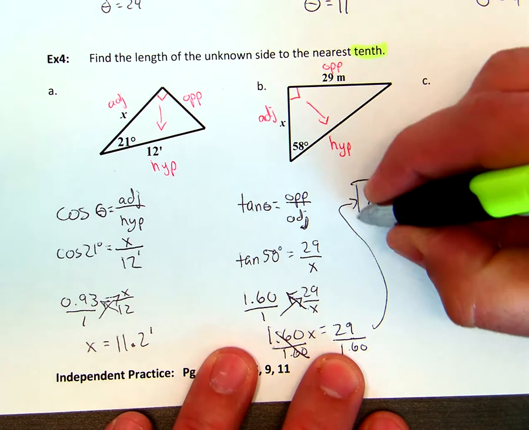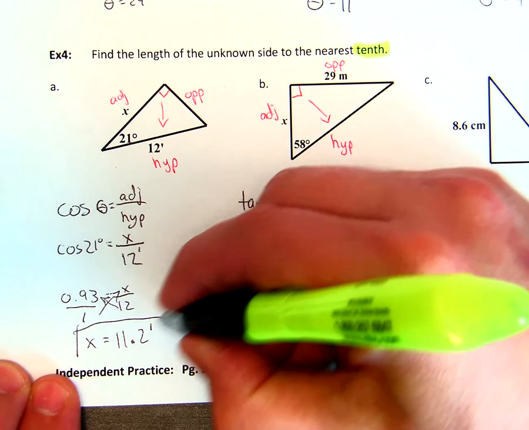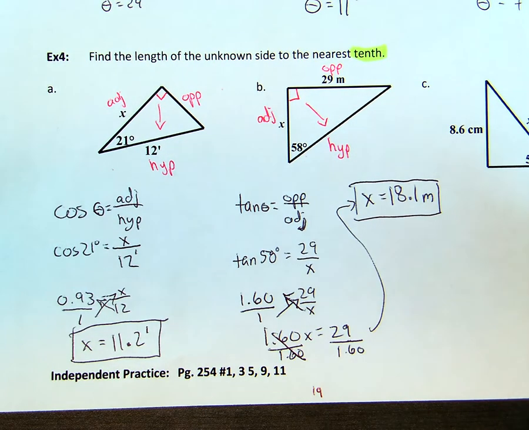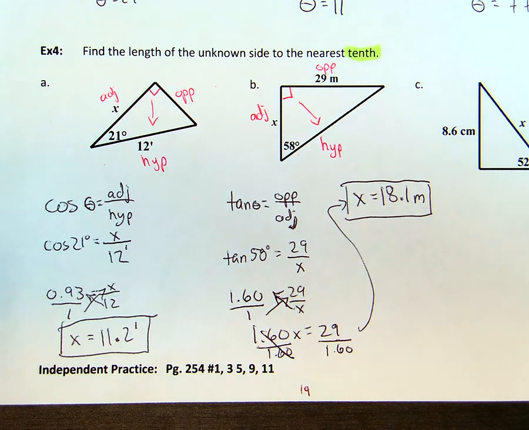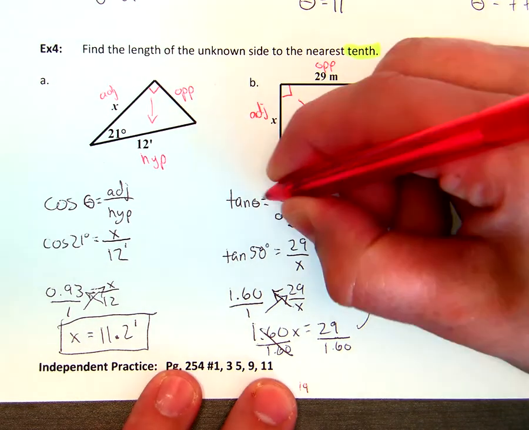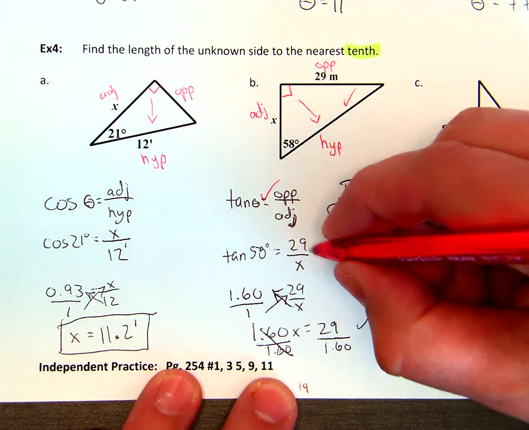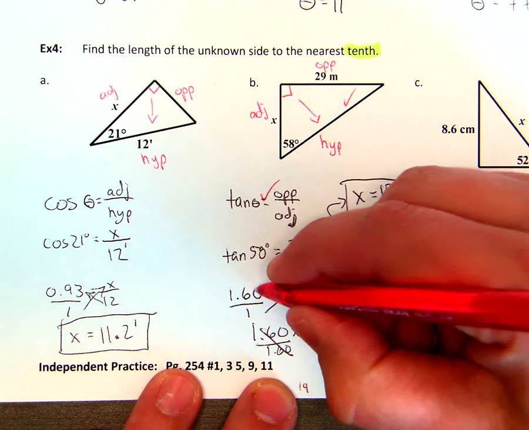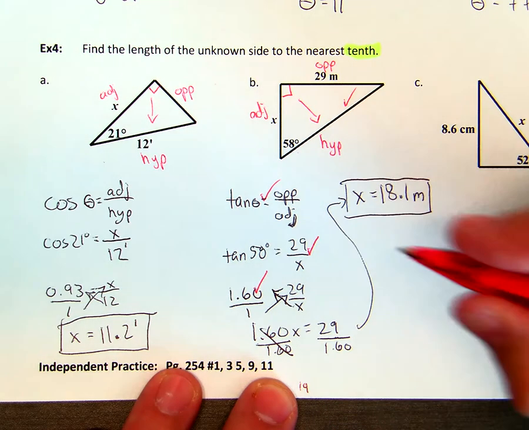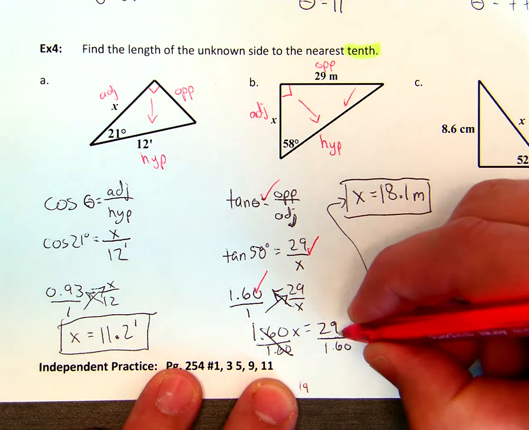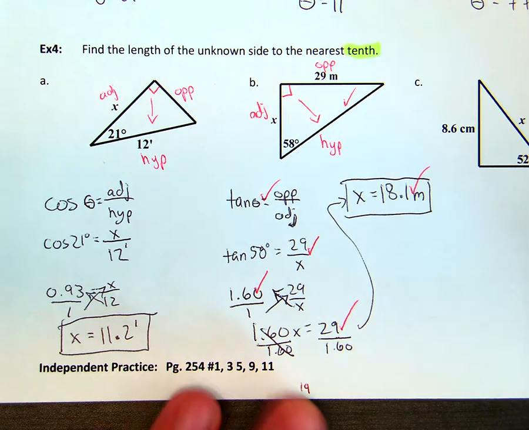Safety box that one, and this one over here too. So 18.1 meters. If I was going to mark this, it would be out of 6: 1 mark for labeling the sides, 1 mark for choosing tan, 1 mark for substituting properly, 1 mark for working out the 1.60, 1 mark for the cross multiplying, and a mark for the dividing. So probably 5 or 6 for all of these.